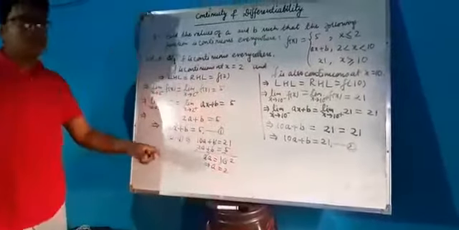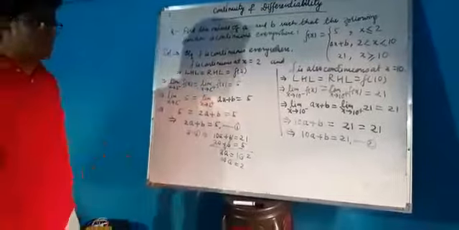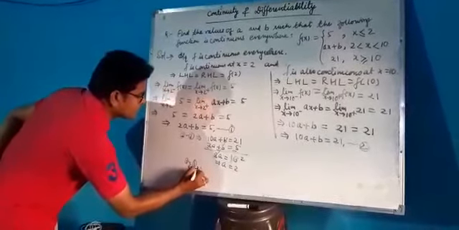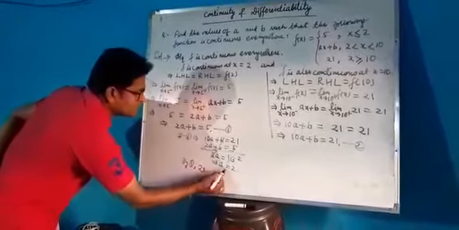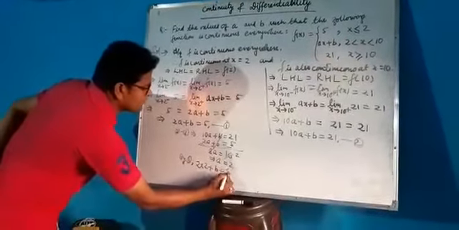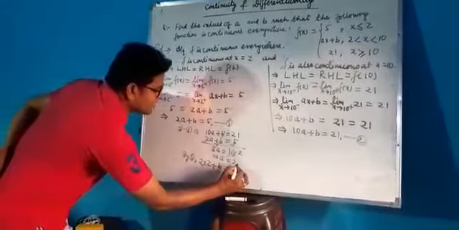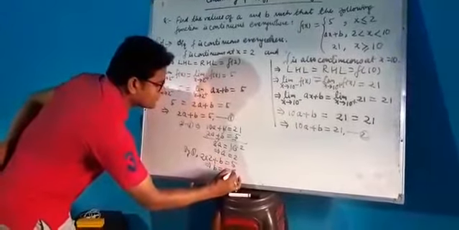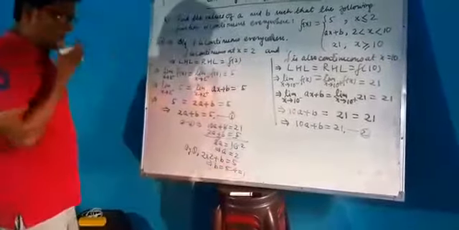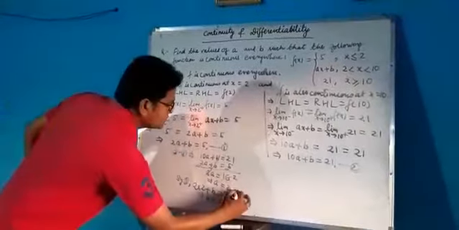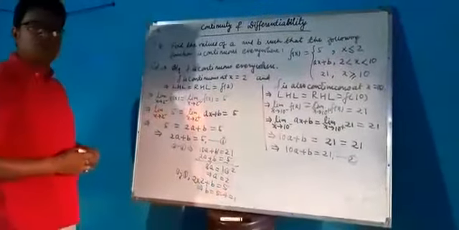Now place the value of a in either of the equations, and you can find the value of b. By equation 1, 2 into 2 plus b is equal to 5. So I can write the value of b as 5 minus 4, that is 1. So the value of a is 2, value of b is 1.